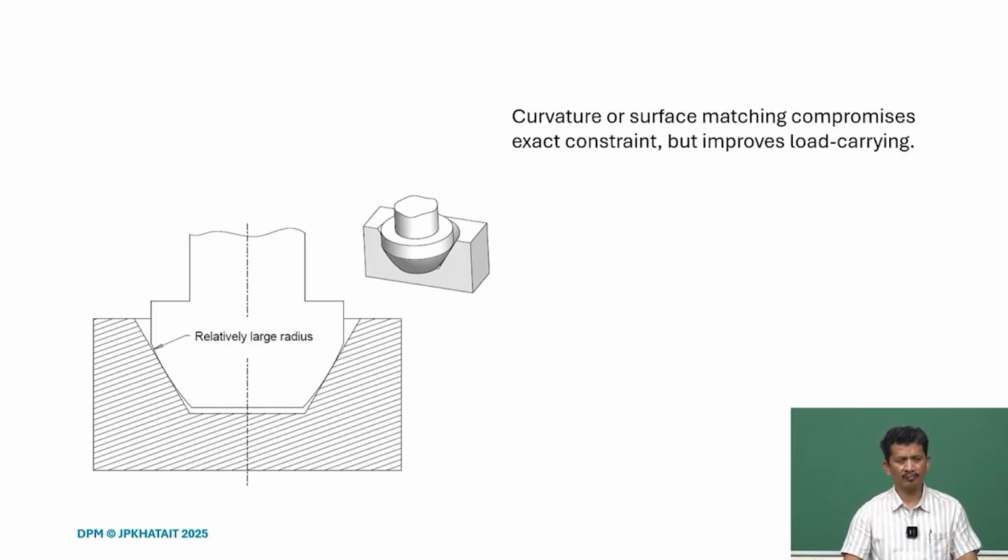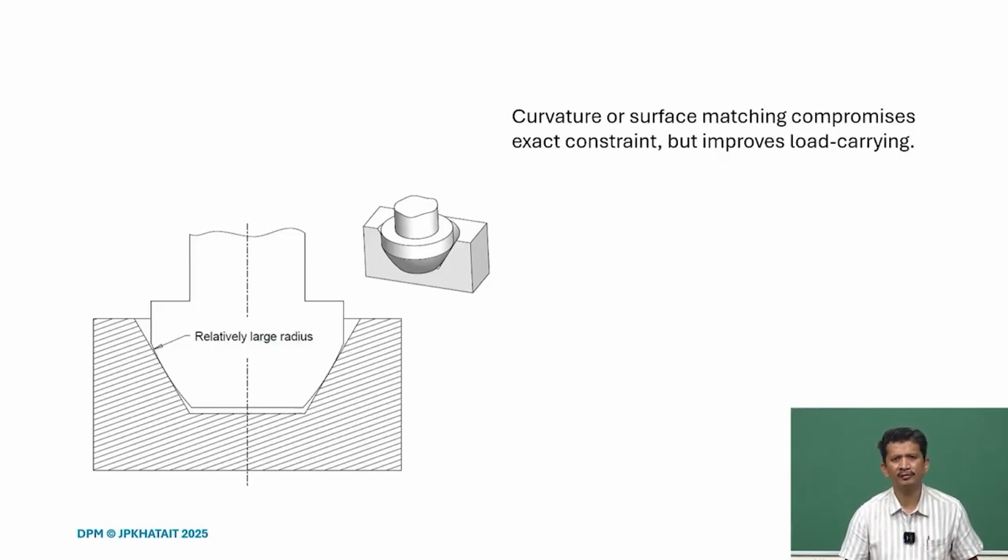So, that is about nesting force. When we are talking about exact constraint, we also understand that contact removes 1 degree of freedom and provides one constraint. But we also realize that a point contact will give rise to a lot of stresses, because the area of contact is very small.